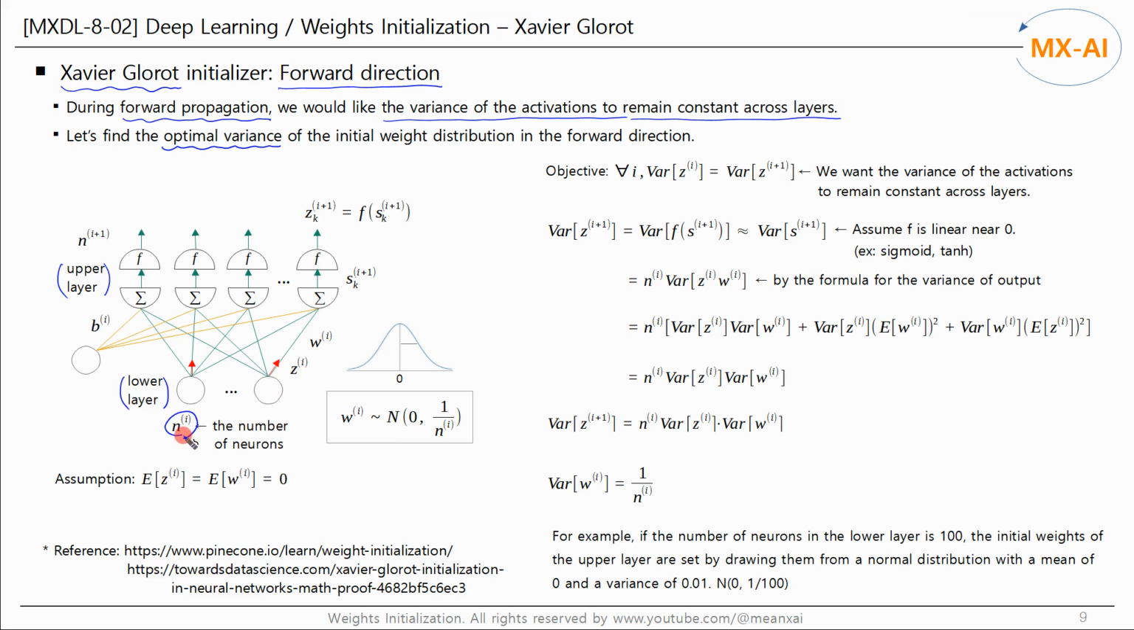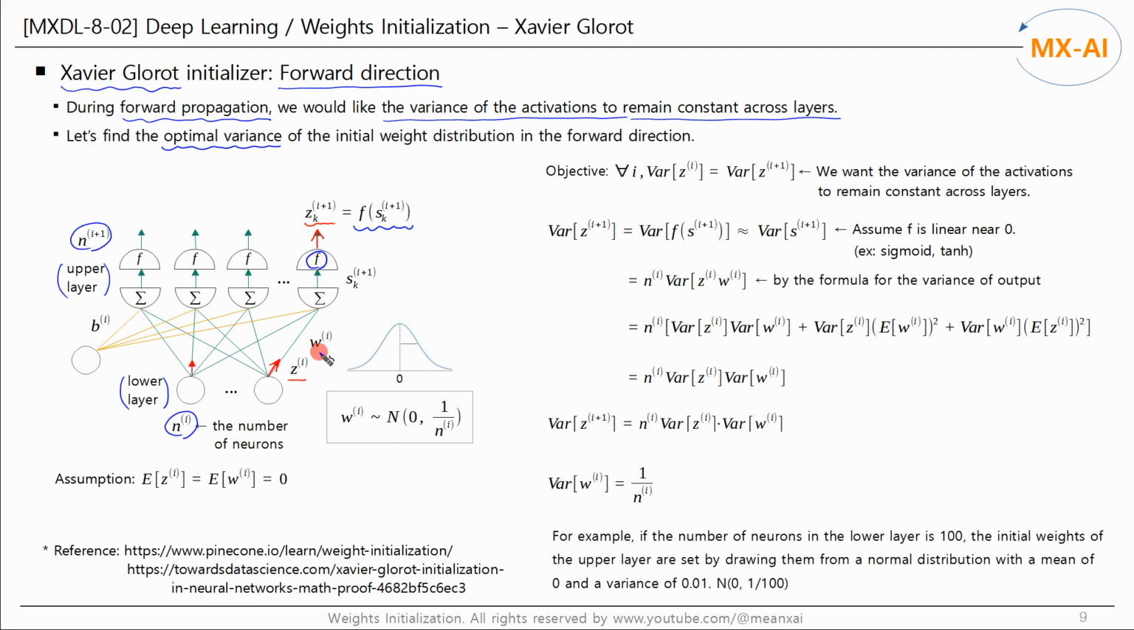There are Ni neurons in the lower layer and Ni+1 neurons in the upper layer. i is the layer number. The output of the lower layer is Zi, and the output of the upper layer is Zi+1. Zi+1 can be written like this. Here, f is the activation function of the upper layer.